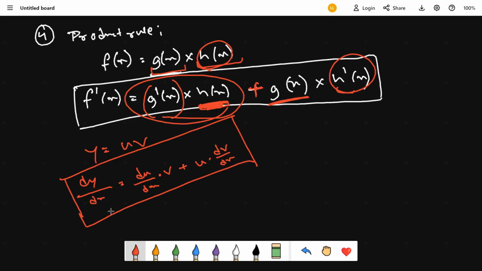So that means we will be finding dy by dx in terms of du by dx times v plus u times dv by dx. That means we will say it in this way: differentiating u multiplied with simple v, then differentiating v multiplying it with u. That's how it goes. Okay, let's do a couple of examples so that we can get the gist out of it.